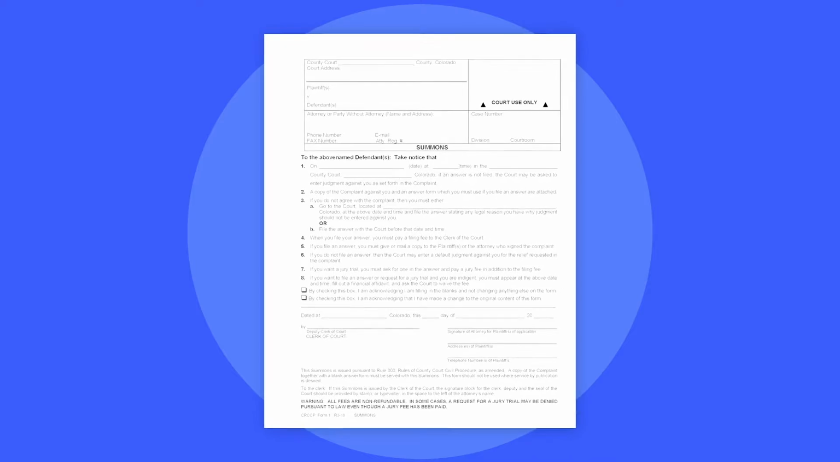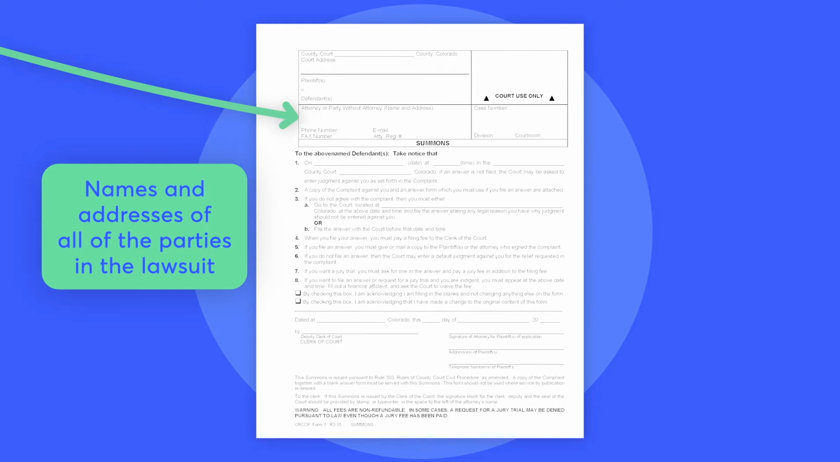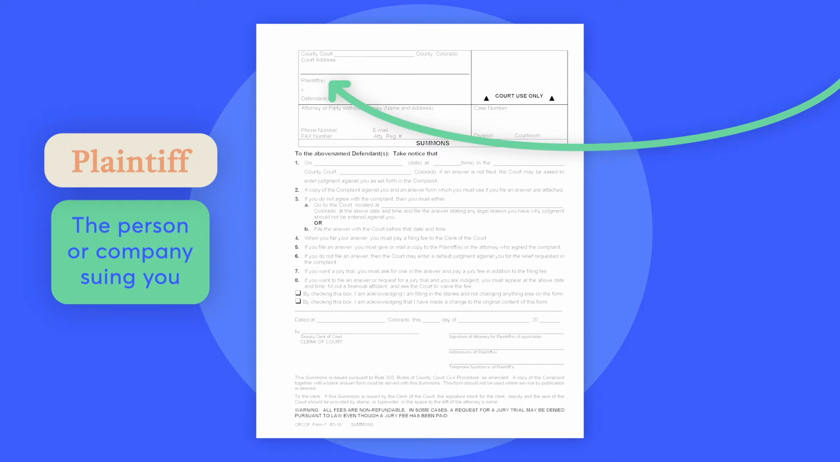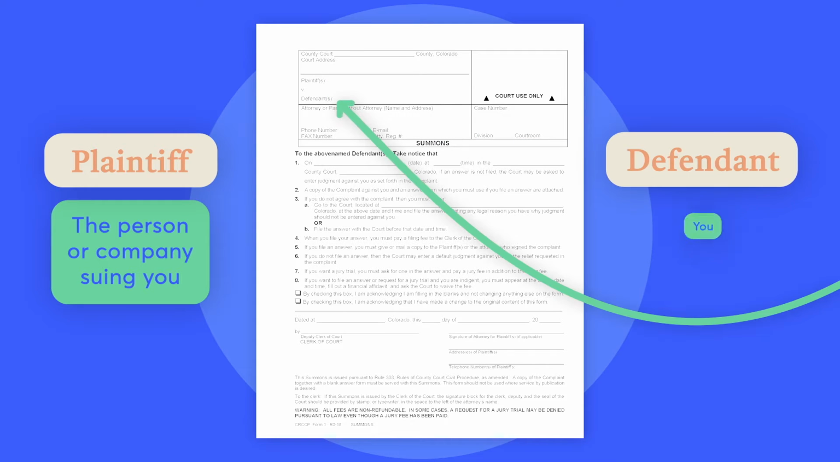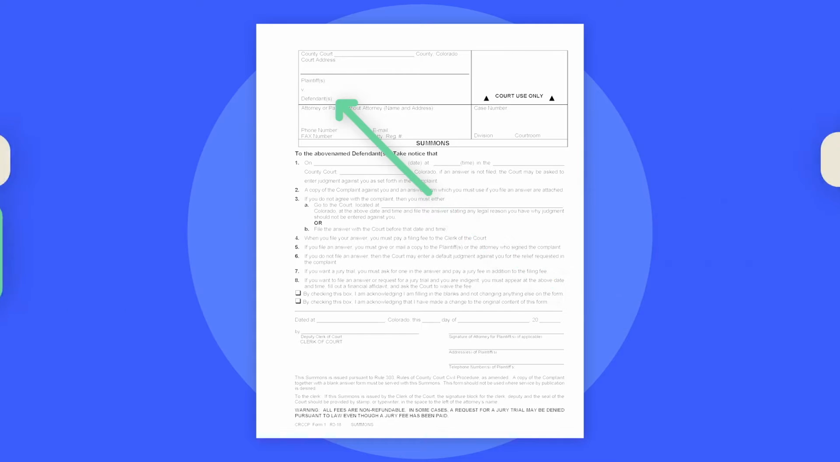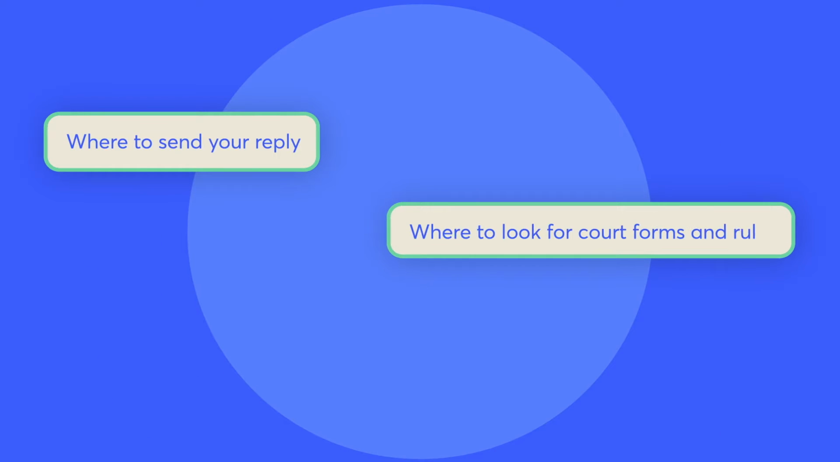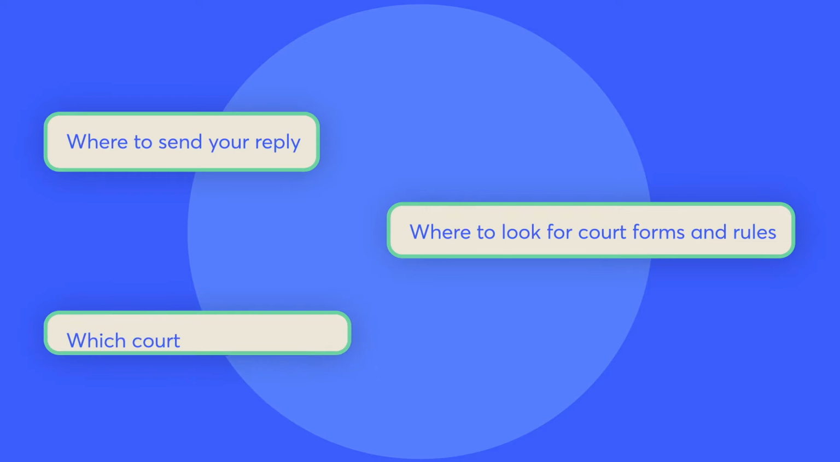that it contains. First, the summons will tell you the names and the addresses of all of the parties in the lawsuit. The plaintiff is the person or the company who is suing you, and you are the defendant. The summons will also tell you the name and the location of the court where the lawsuit was filed. Knowing this helps you know where to send your reply, where to look for court forms and rules, and which court clerk to contact if you have questions about the forms or the procedures.